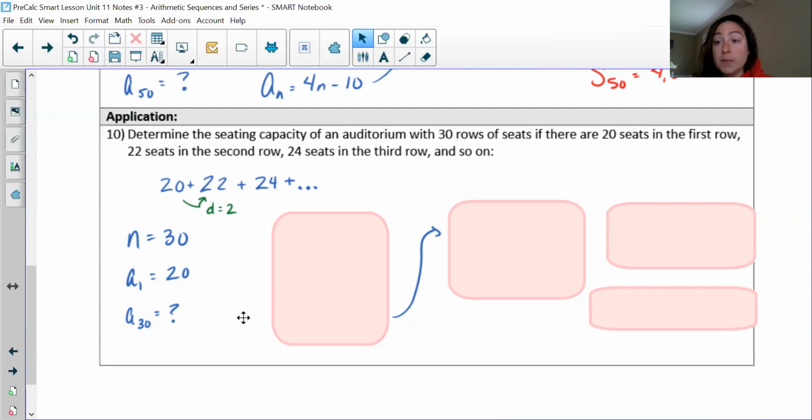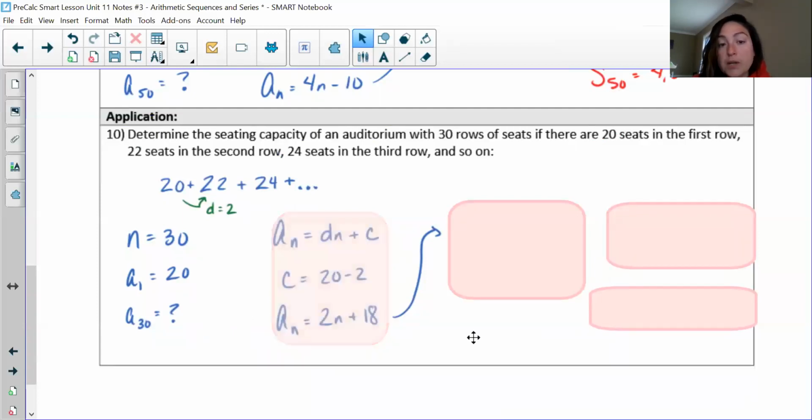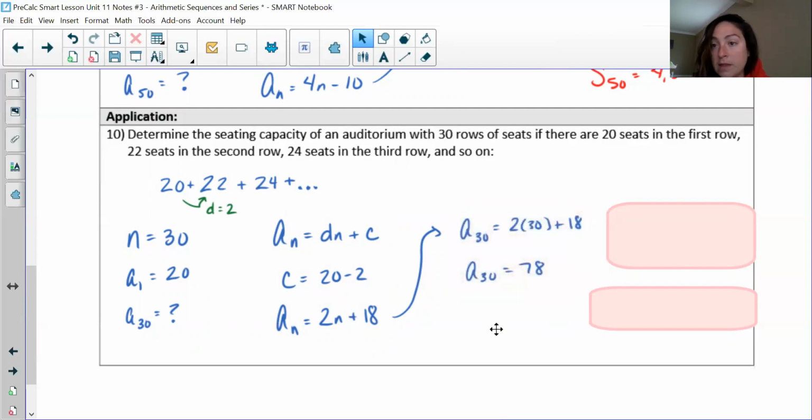So again, very similar to the last example, I have to first find how many seats are in the 30th row before I can find the sum. So coming up with the explicit formula, again, using that shortcut since we know the value of the first term, we get a sub n equals 2n plus 18. That's our explicit formula for the sequence. So now I can substitute in 30 to find how many seats are in that 30th row.